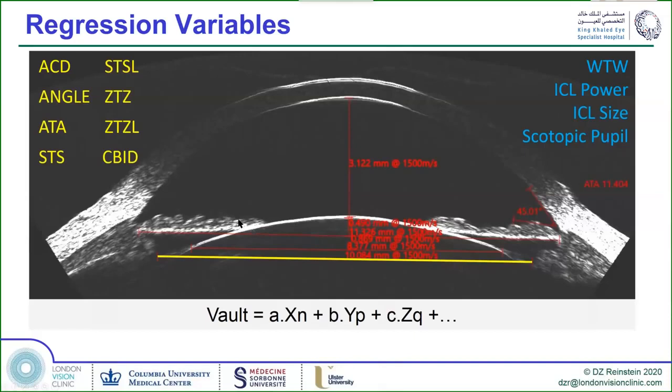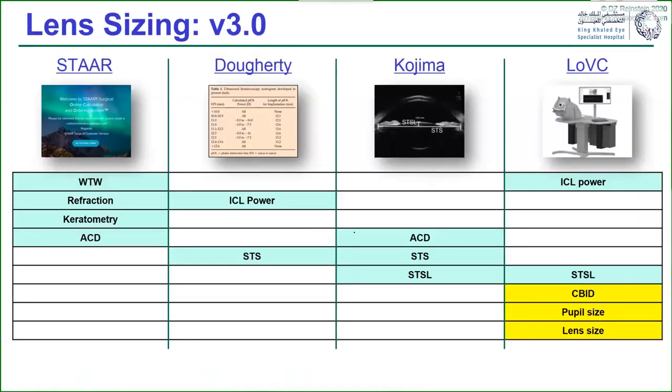And so with all of those measurements in place, we did, retrospectively, obviously, a multivariate stepwise regression analysis and got a formula that we will have made available to everybody. I'll show you how to use this later. And the parameters that we use, there are 3 parameters that have never been used before to predict the size of an ICL.